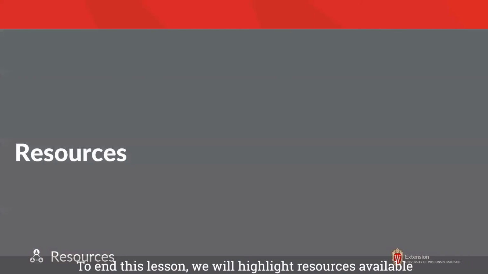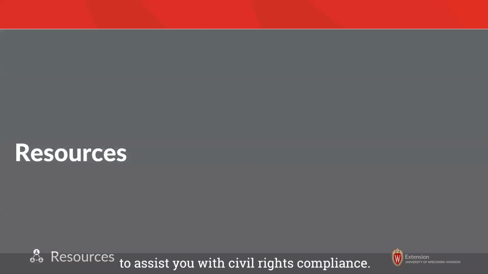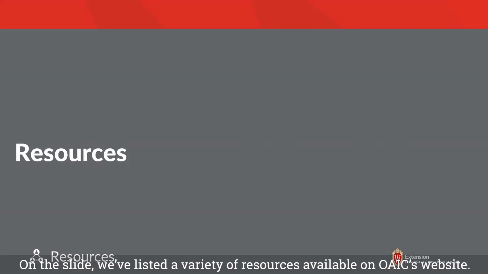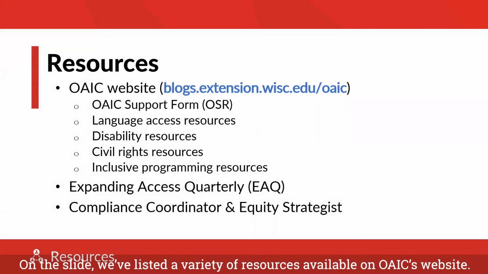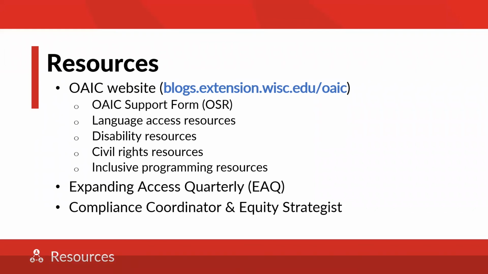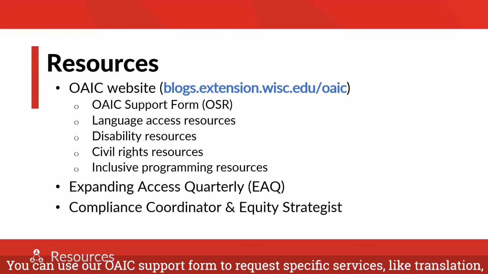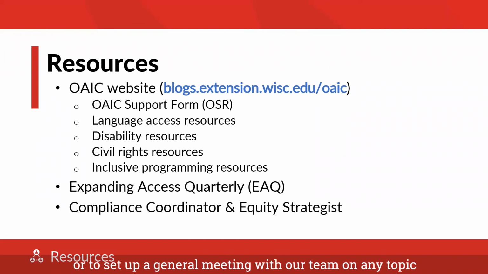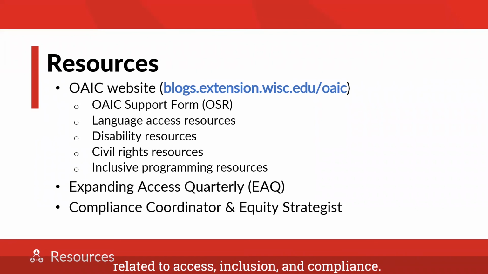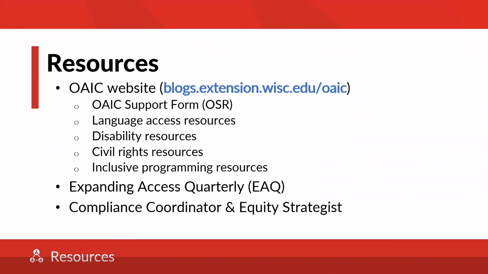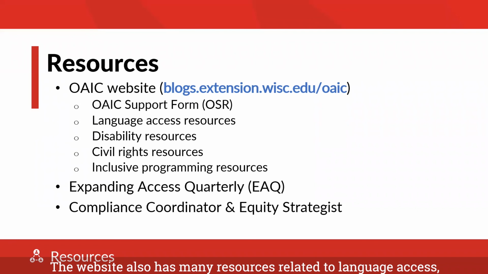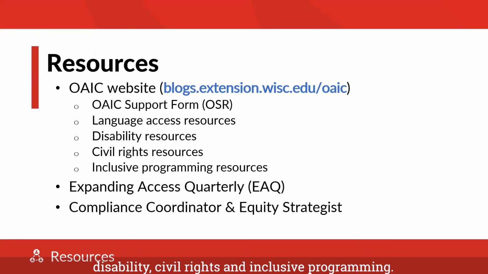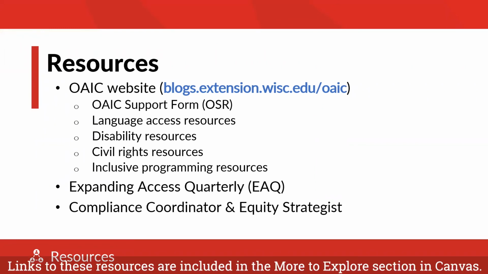To end this lesson, we will highlight resources available to assist you with civil rights compliance. On the slide, we've listed a variety of resources available on OAIC's website. You can use our OAIC support form to request specific services like translation or to set up a general meeting with our team on any topic related to access, inclusion, and compliance. The website also has many resources related to language access, disability, civil rights, and inclusive programming. Links to these resources are included in the More to Explore section in Canvas.